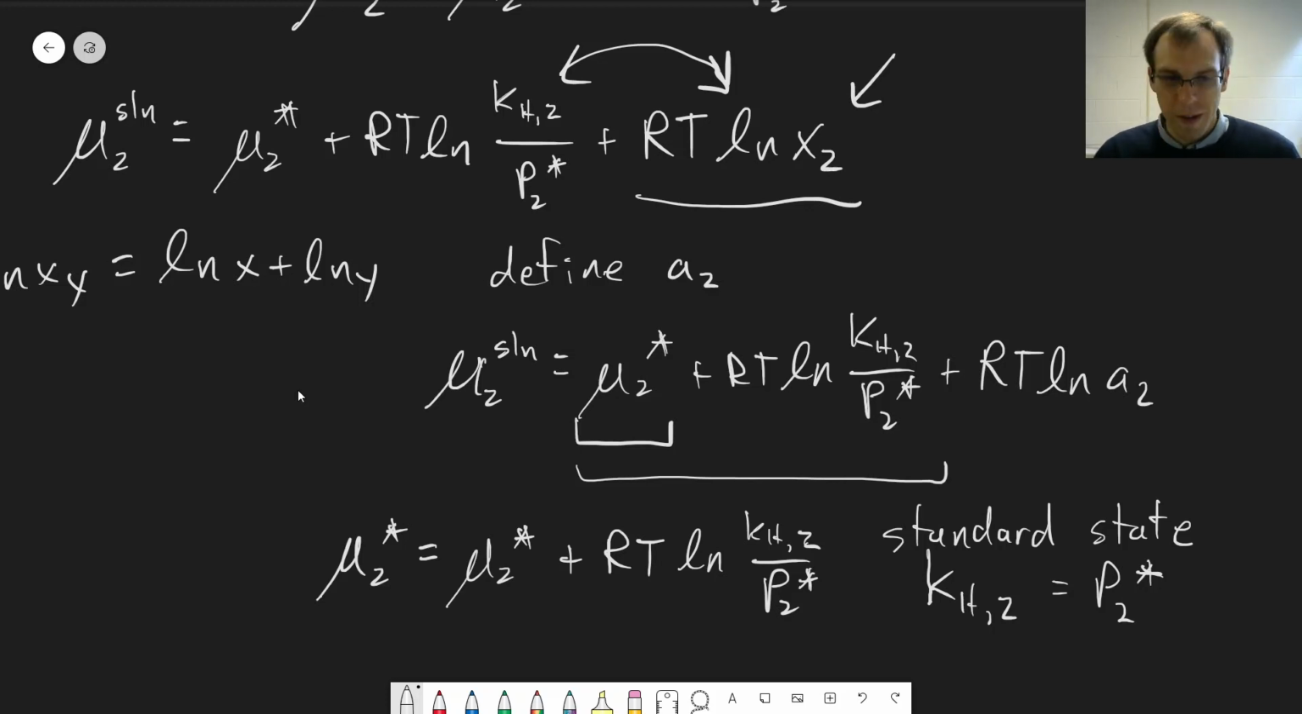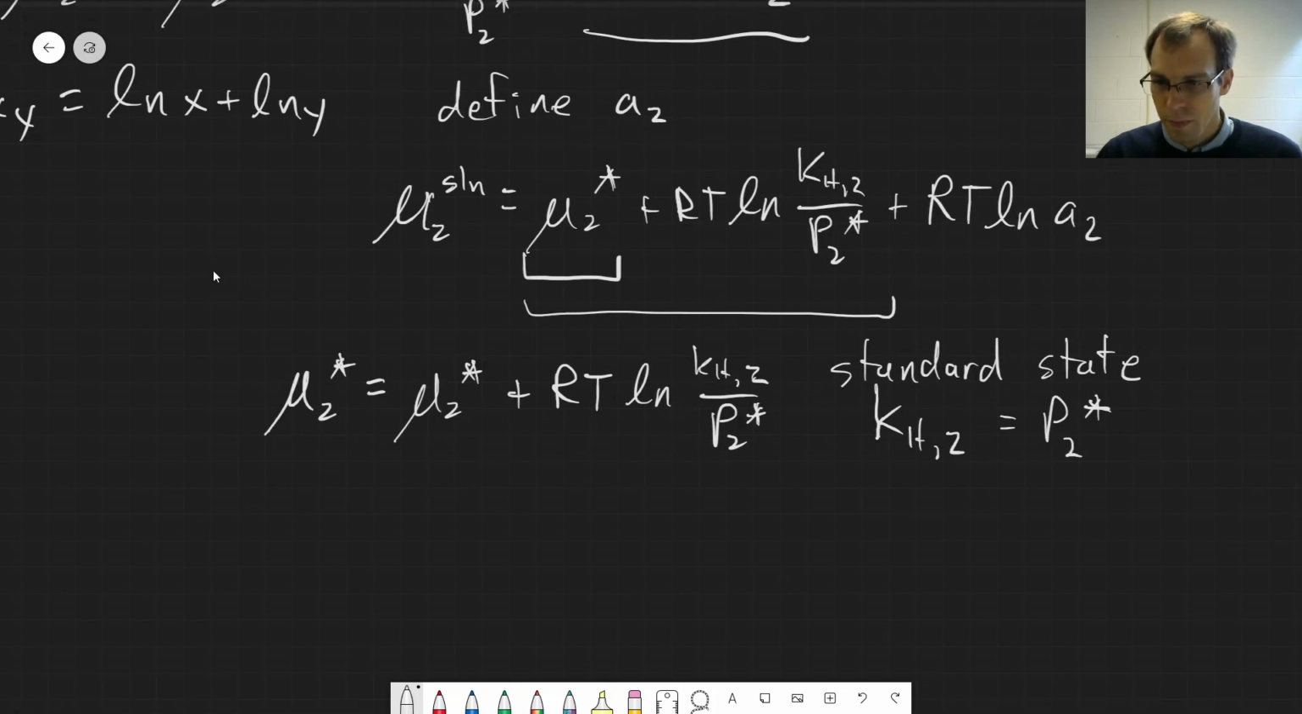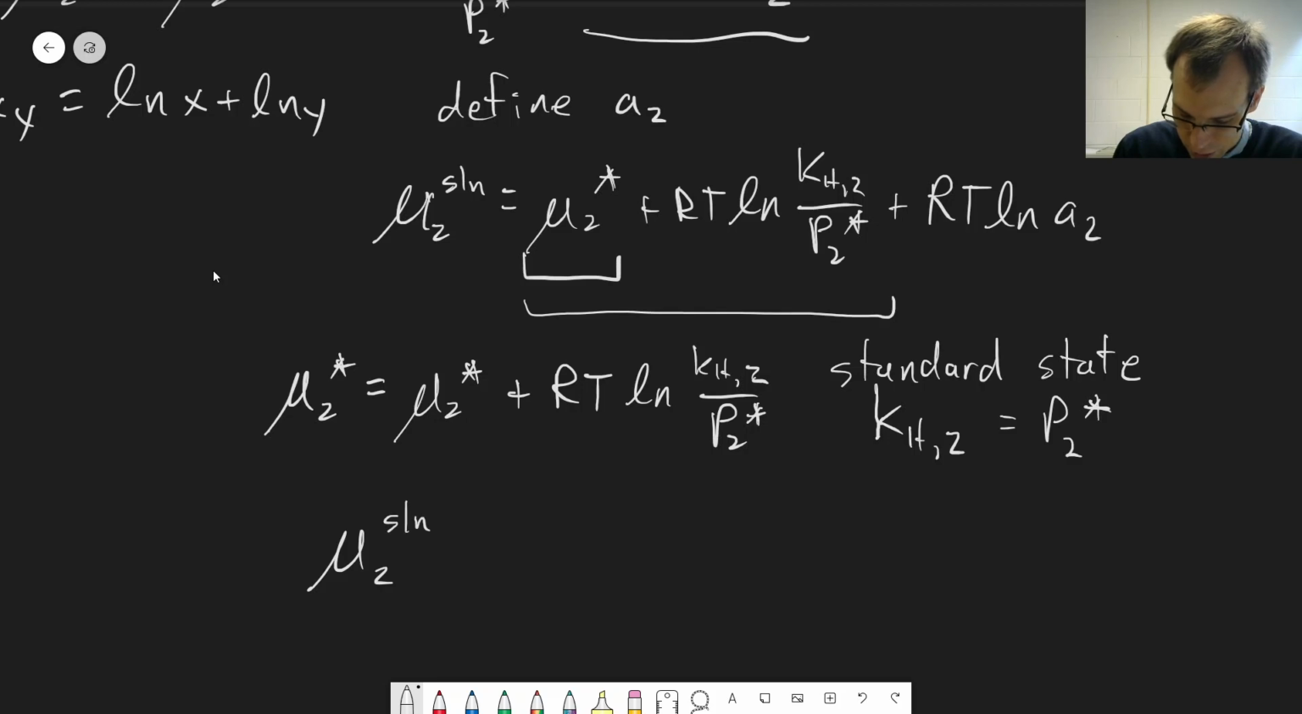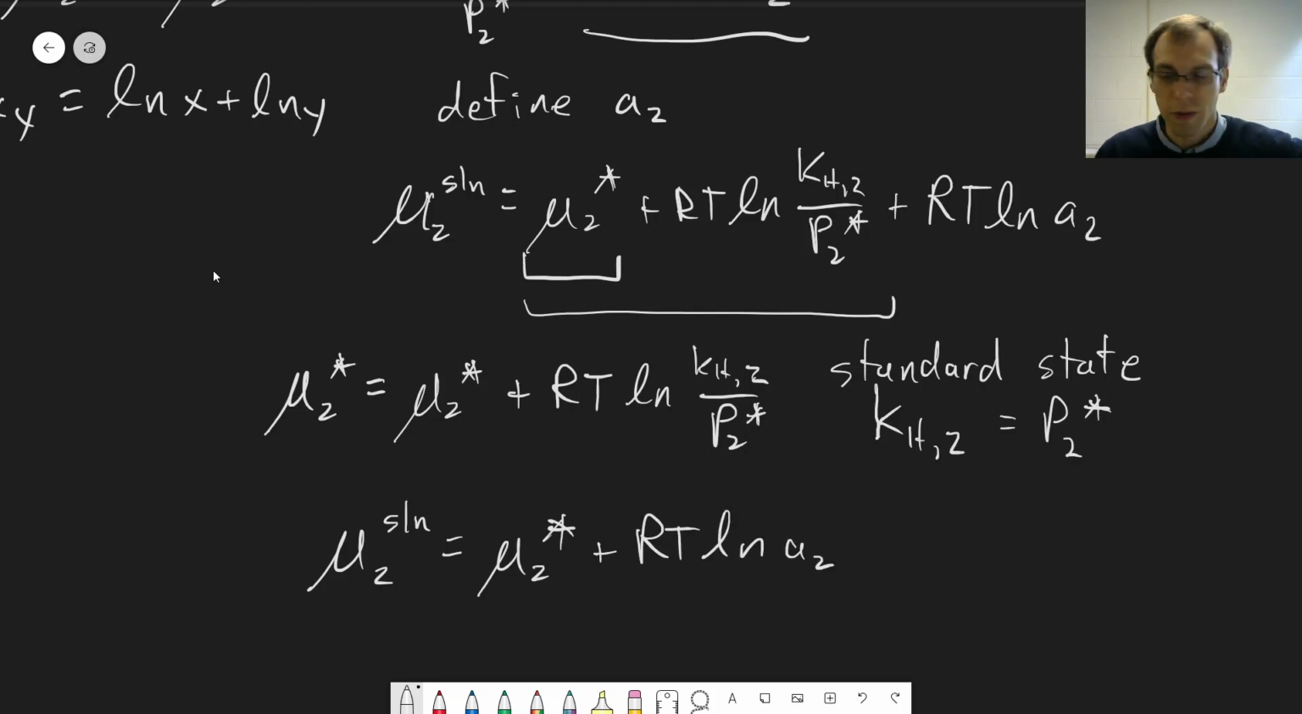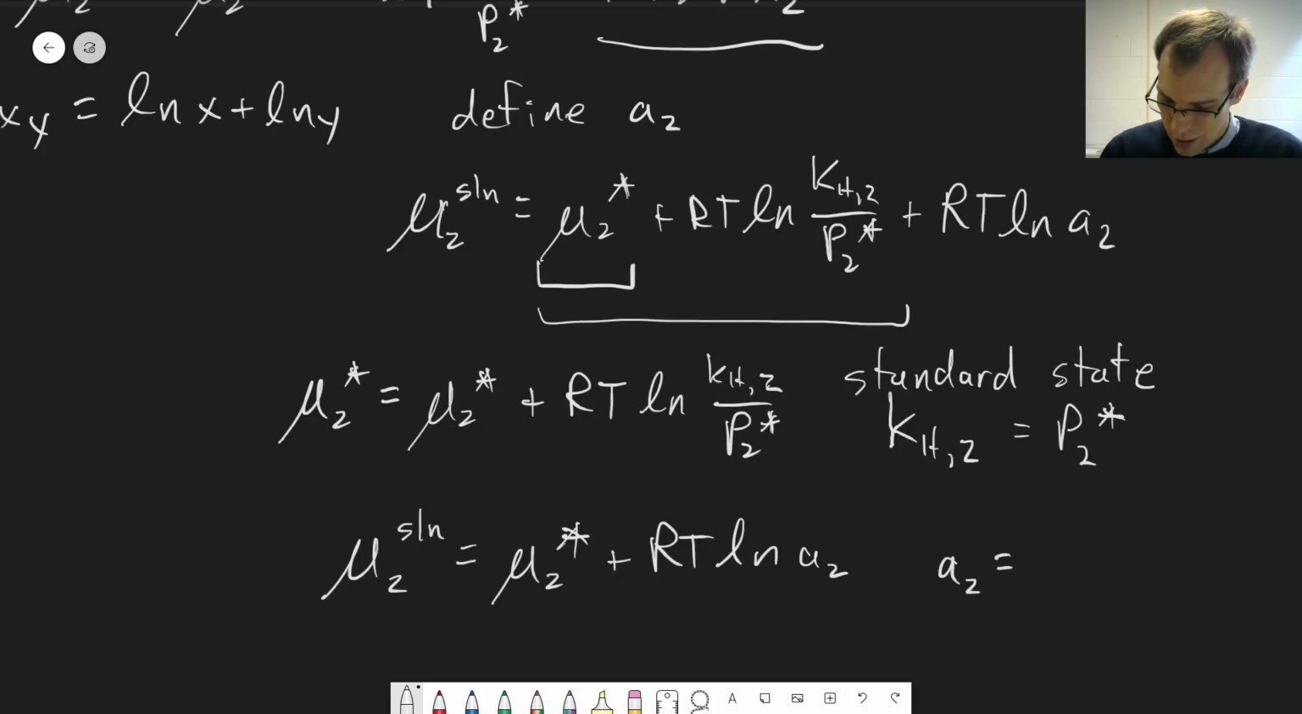Okay, and so overall that gives us an equation for the chemical potential in terms of the activity, that mu2 in our solution is equal to mu2 star plus RT natural log of A2. Right, and so we have an activity that looks very similar to what it is for a solvent, but how you actually find that activity is very different. So we define A2 in this case as P2 over KH2, and that lets us write this equation this way.